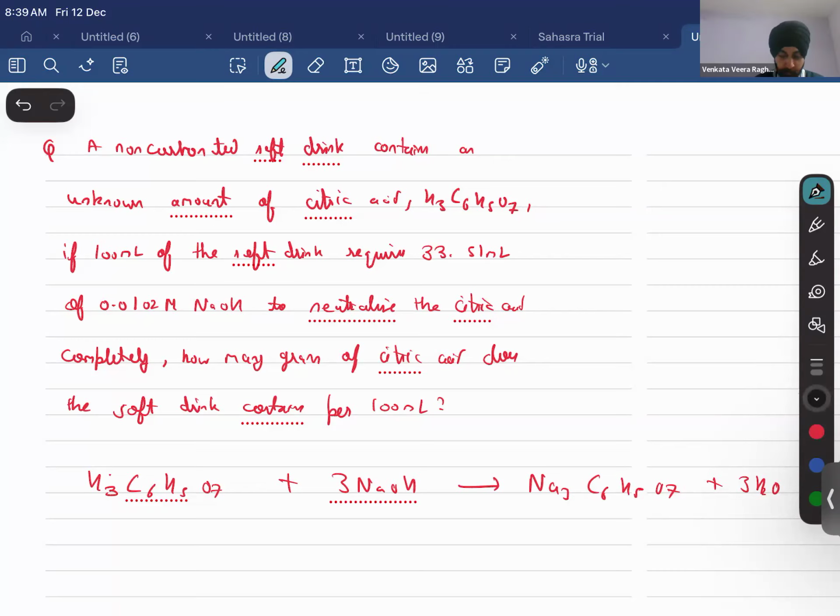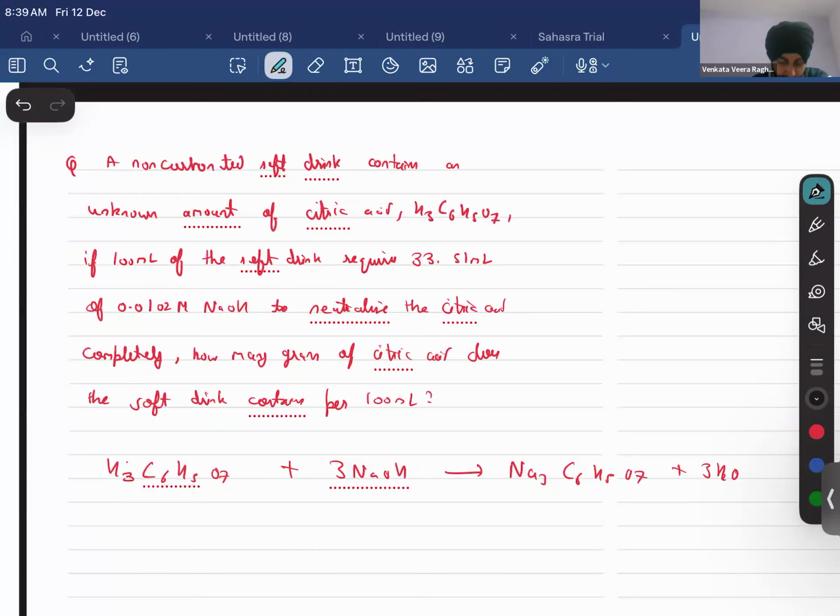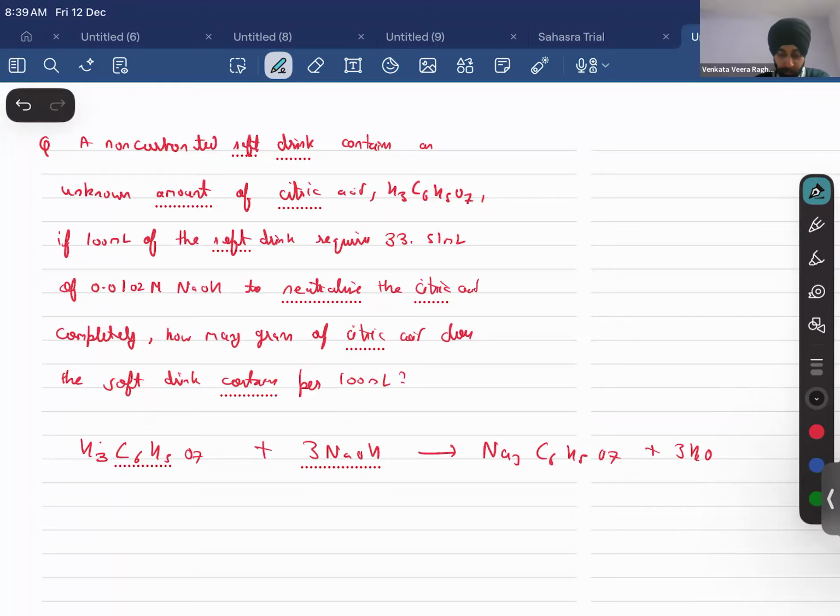See, where have you made some calculation mistake or something? Sir, I can't understand the part about 100 ml of the soft drink, the last part. Like, how should we use the 100 ml? Okay, so what concentration of citric acid did you get? Can you tell me that first? I didn't get the question, sir. I did it in the wrong way.